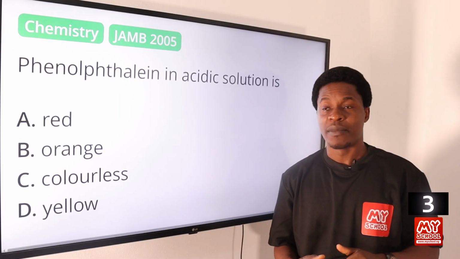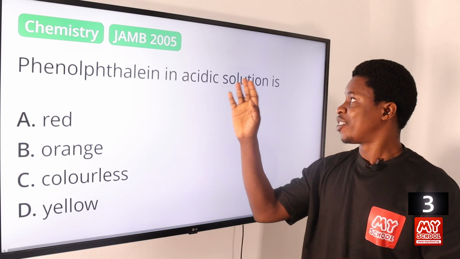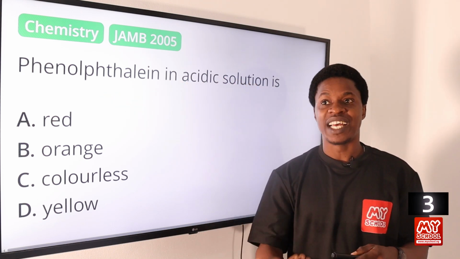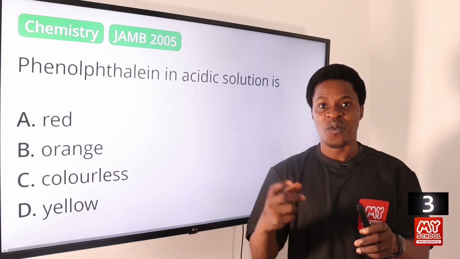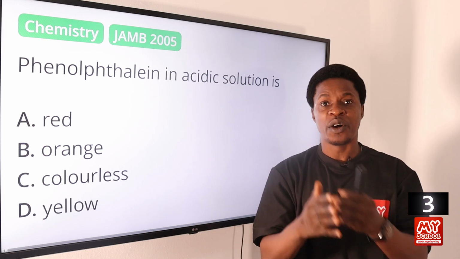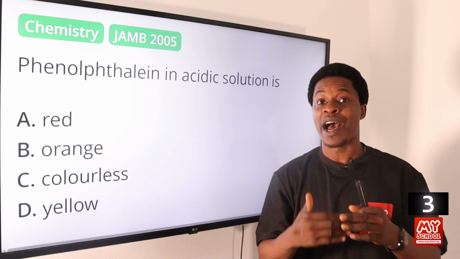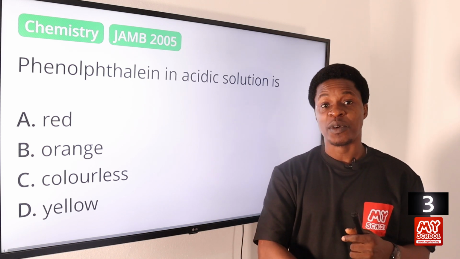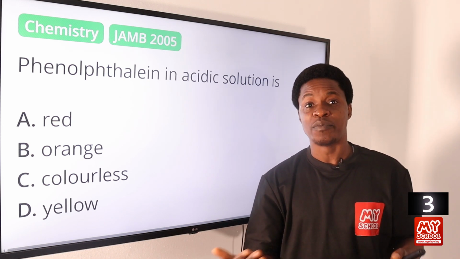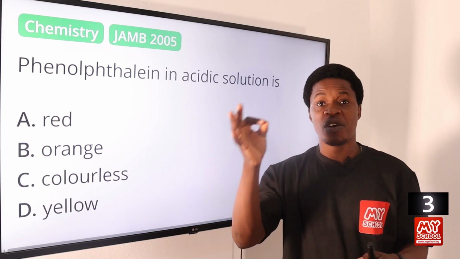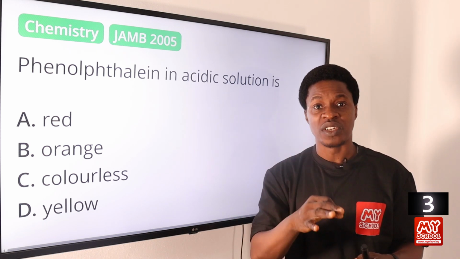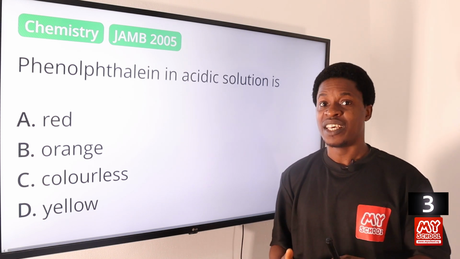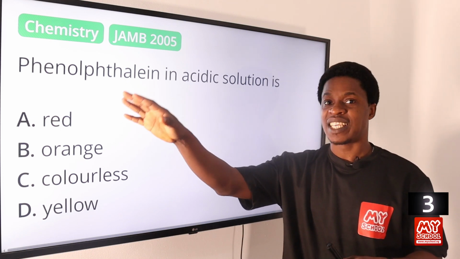Now let's move on to question number 3. Phenolphthalein in acidic solution is what? You agree with me that phenolphthalein is an indicator, something that shows a color change when that substance reacts with either an acid or a base. We could have litmus paper as a type of indicator. If you put blue litmus paper into a solution and it turns red, it means it's an acid. If you dip red litmus paper into a solution and it turns blue, it means it's a base, an alkaline solution. Phenolphthalein is another indicator.